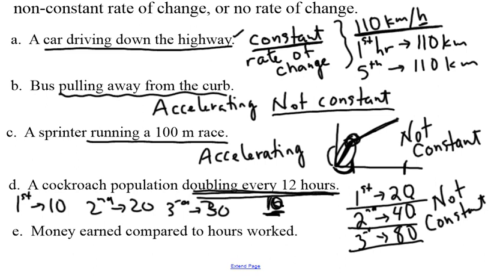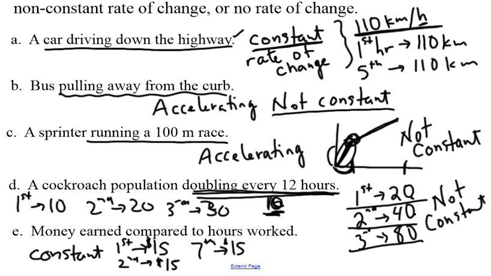And E, money earned compared to hours worked, well, this would be a constant rate of change. Because that first hour, you make $15 per hour. That second hour, you make $15 per hour. In that seventh hour of your shift, you're making $15 per hour. It's a constant rate of change because it's the same amount for a set time. That's the difference between constant and not constant, linear versus not linear.